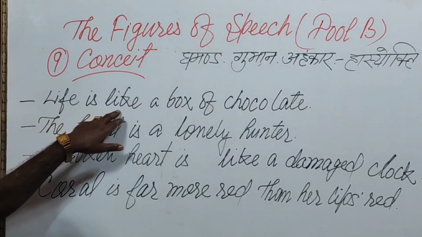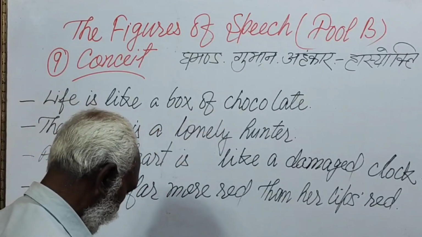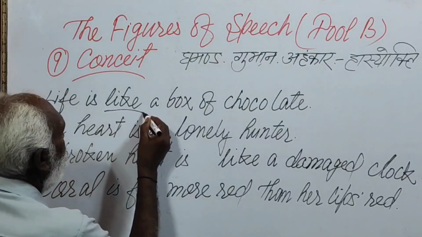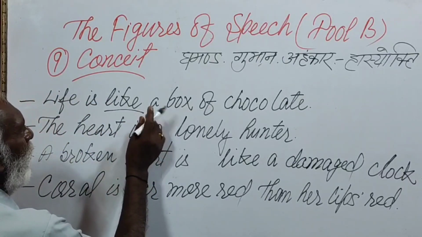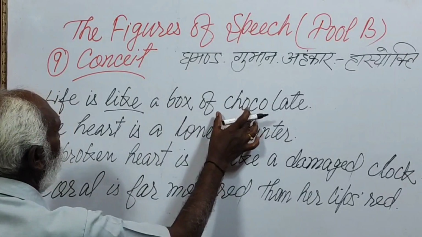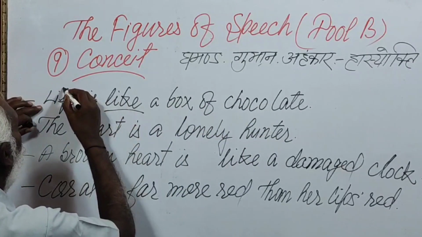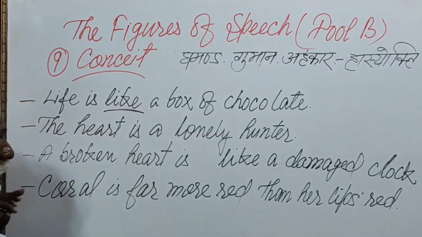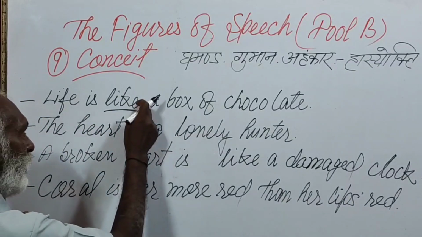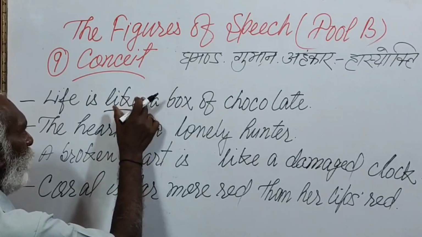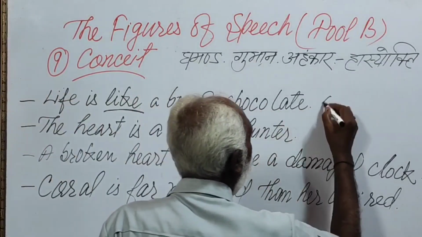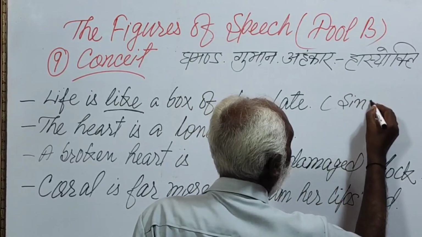Life is like a box of chocolate. Life is like, here the word "like" has come. A box of chocolate. Is life a box of chocolates? So like here now has been used. Comparison, using simile. सिमिली का प्रयोग करते हुए, लाइक शब्द का प्रयोग करते हुए यहां पर यह सिमिली का प्रयोग कर दिया.